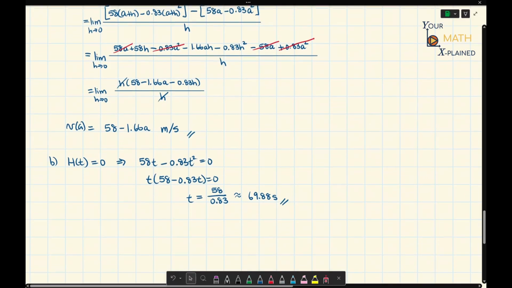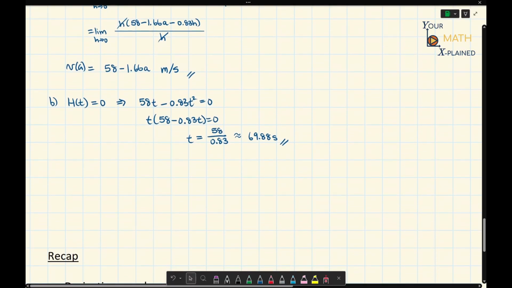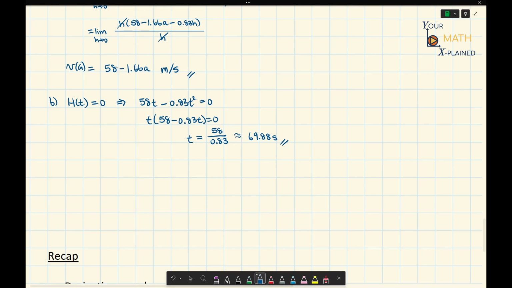Okay, and now part C, it's asking, with what velocity will the arrow hit the moon? So meaning, when the arrow comes back to the moon, what is the velocity of the arrow? Well, we know that it's going to hit the moon at 69.88 seconds. And we already have the equation for the velocity of the arrow at time a. So all we need to do is substitute this value into our velocity equation.